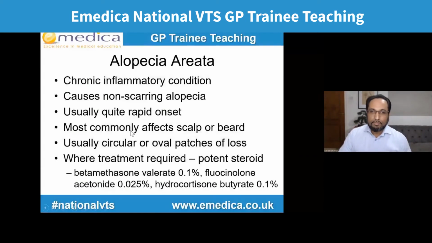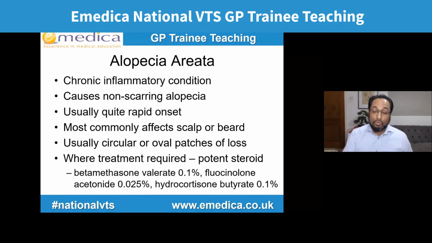So alopecia areata is a chronic inflammatory condition. It causes a non-scarring type alopecia. Usually there's quite a rapid onset, and most commonly it will affect the scalp or the beard. You see either circular or oval type patches, but they tend to be well circumscribed. In a lot of cases, there's no symptoms apart from the hair loss, but sometimes there'll be tingling, sometimes there'll be itching. The scalp itself, though, tends not to have scale or anything like that. So even if there's itch, there's not plaques like there would be in psoriasis.